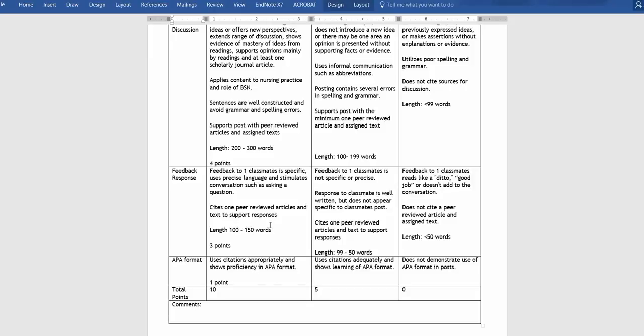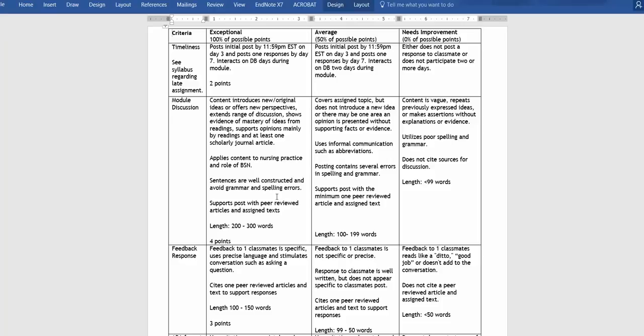And then the feedback response, again, the feedback to your classmate, how in-depth is it? So, again, 100 to 150 words, and then the APA format. So that tells you how you can get the maximum amount of points possible for your discussion board, so you know up front what is expected from you, and you'll be able to achieve that.